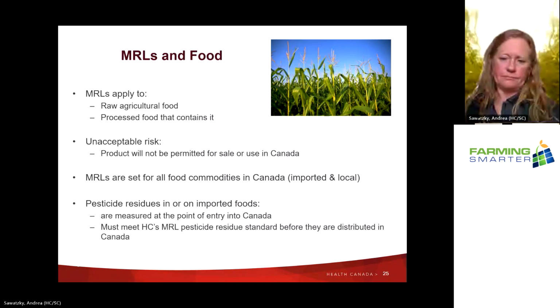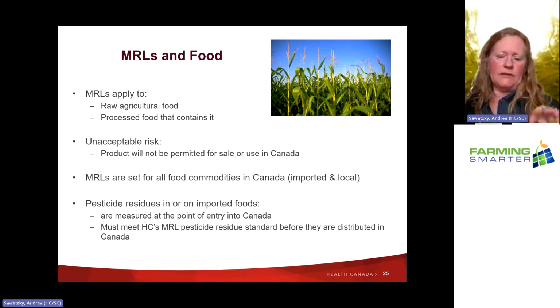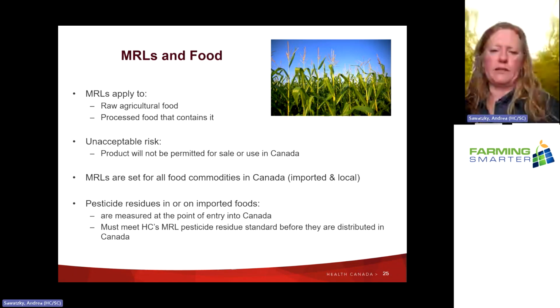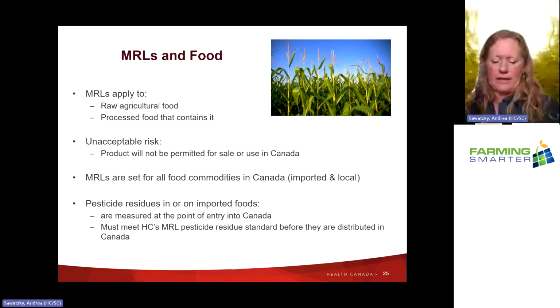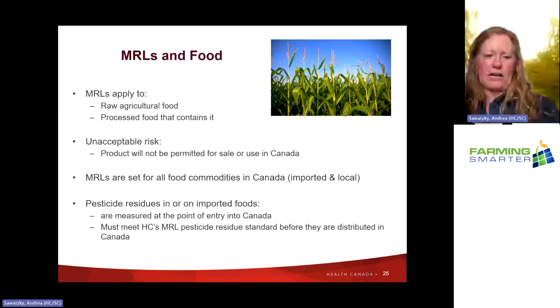So if there is unacceptable risk, the product will not be permitted for sale in Canada. So this includes the pesticide and the food crop. So if you're using a pesticide and you can't keep it within the MRLs, then the pesticide will not be registered in Canada or will be taken off the market in Canada. Same goes for the food. If the food is not safe to consume because of the residue limits, then they also will be taken out of the marketplace. So, and this is like a repeat from the slide before, right?